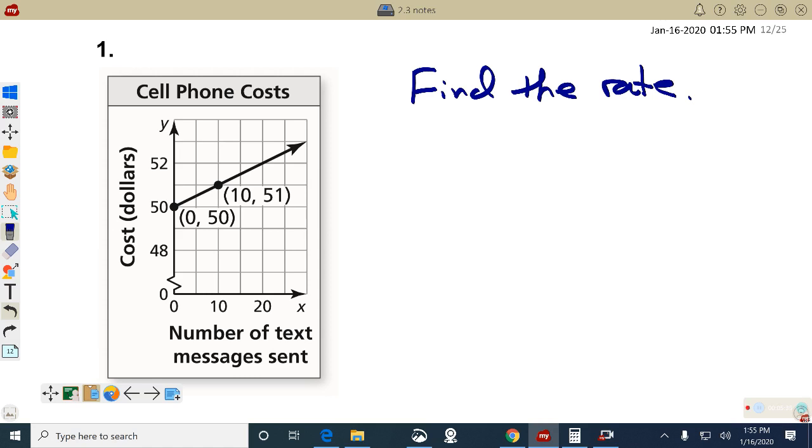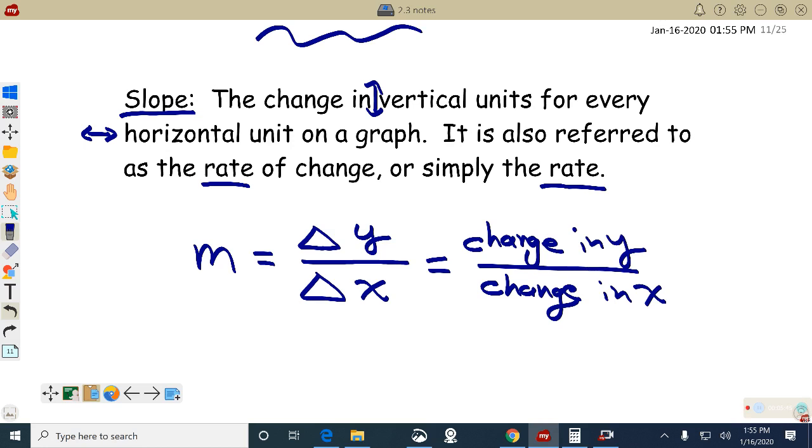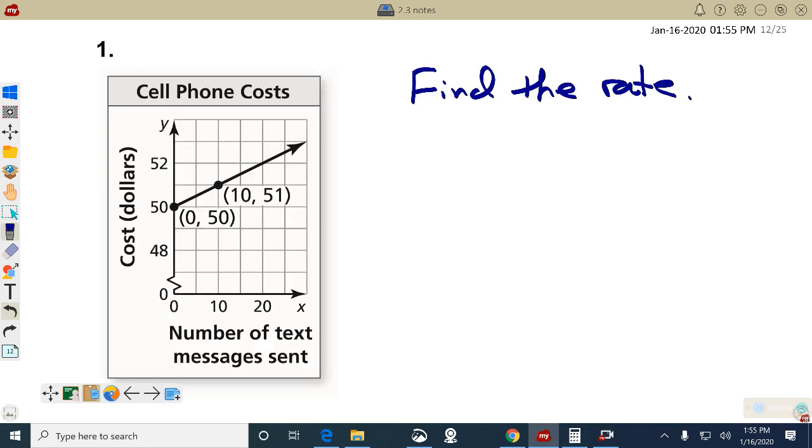How many dollars per text? How many vertical units per horizontal unit? Look at the way I said it. Dollars per text. Vertical units for every horizontal unit. Vertical over horizontal. Dollars per text. Let's do it. Go and write M equals delta X over delta Y. The change in X over the change in Y.